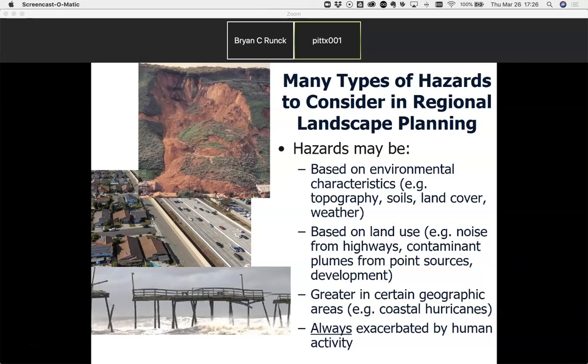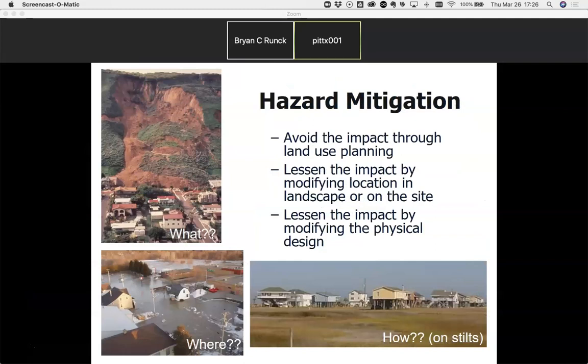They generally involve certain geographic areas. They tend to be concentrated in certain geographic areas. For example, coastal hurricanes only occur in areas that are subject to coastal storms. And they're always exacerbated by human activity of one type or another. So these are sort of four underlying characteristics of the hazards that I'm going to be talking about today.